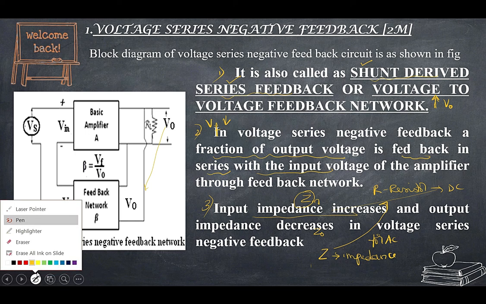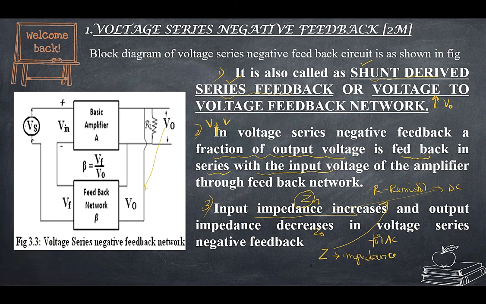Why does this happen? This is because this is a series connection. In a series connection, resistance or impedance increases, whereas here the connection is parallel, hence R or Z decreases.